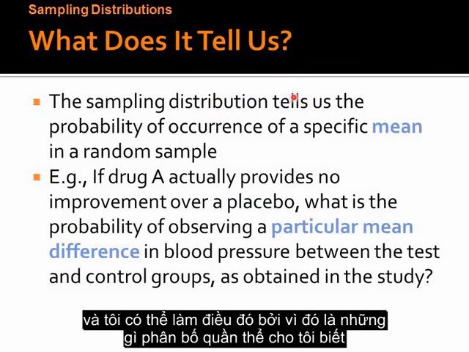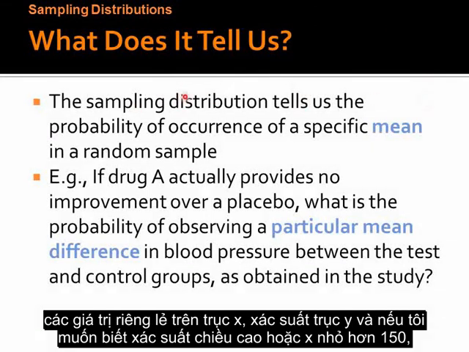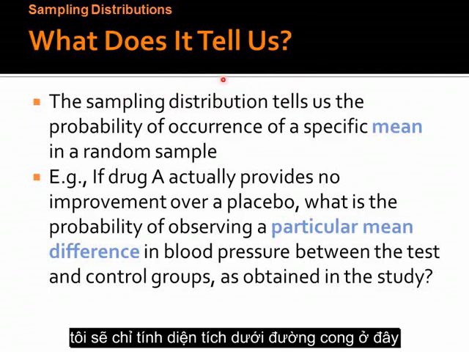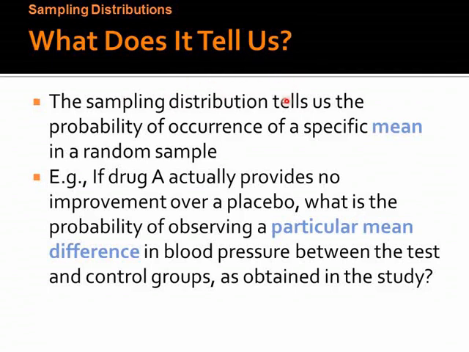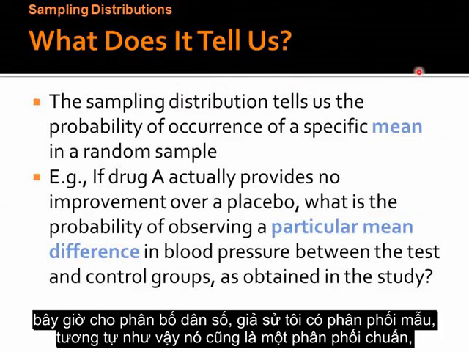And I can do that because that's what the population distribution tells me. It tells me individual values on the x-axis, probabilities on the y-axis. And if I want to know the probability of height x less than 150, I'll just calculate the area underneath the curve over here. Now that was for the population distribution.